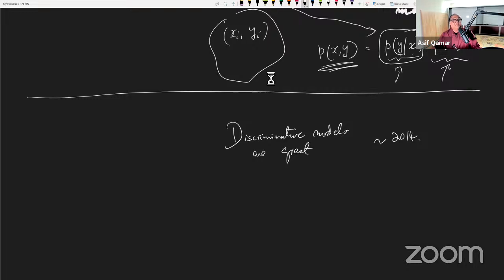Those were big breakthroughs in 2012, 2014. And those were defining moments. If you remember, before 2012, people were not even taking neural networks seriously.